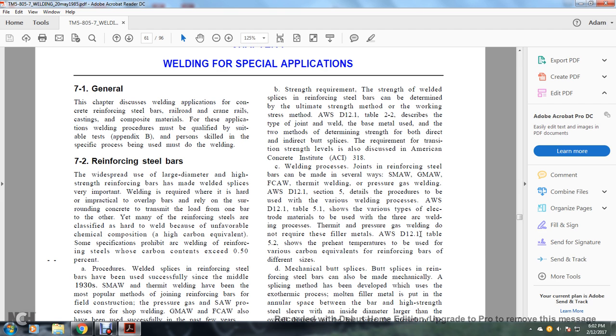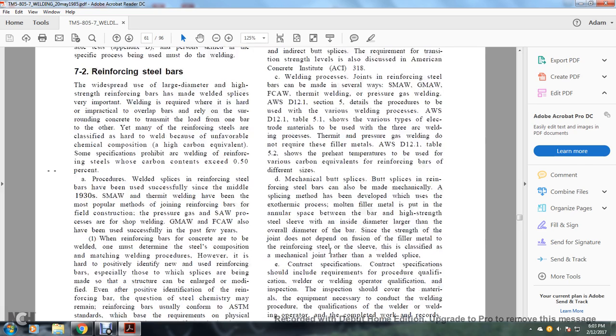American Welding Society D12.1, Table 5.2 shows the preheating temperature to be used for the various carbon equivalents of reinforcement bars with different sizes.